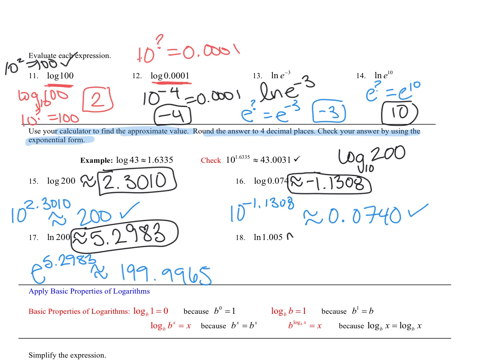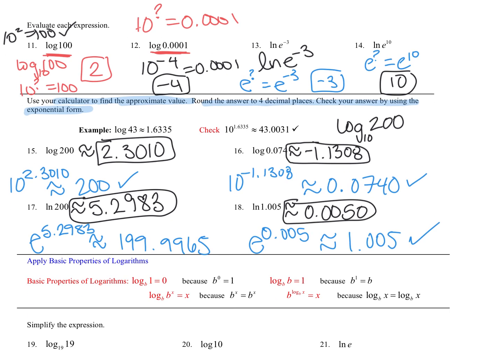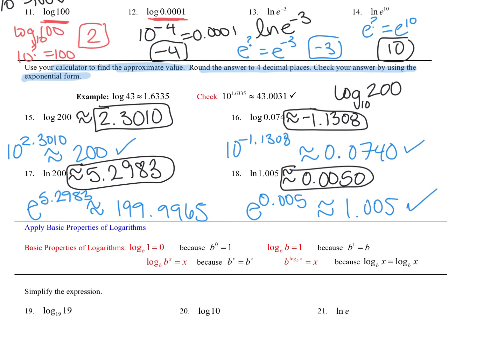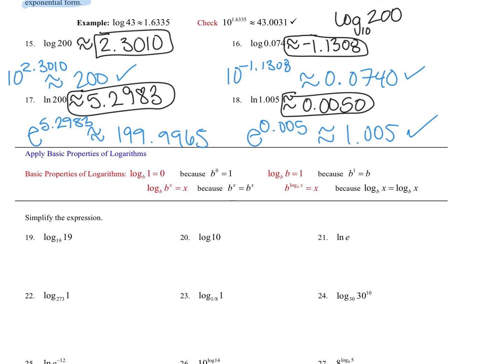All right, so for number 18, I type in the natural log of 1.005. I get approximately 0.0050. And to check this, which I'll do in blue again, I'll do e raised to the 0.005, which is approximately 1.005. Okay, so that's how we check it. Everybody has a different calculator. I'm not going to try to figure out every single calculator that exists, but you can always ask me questions or send me an email or remind if you need help with your calculator.